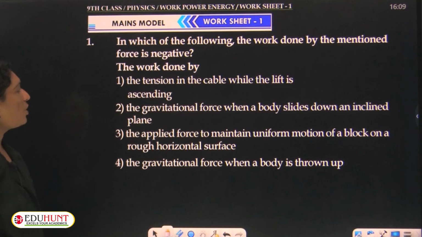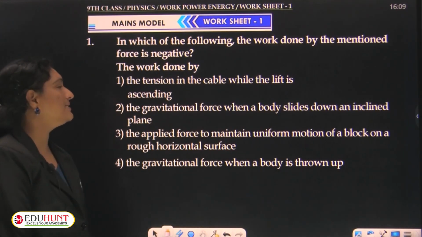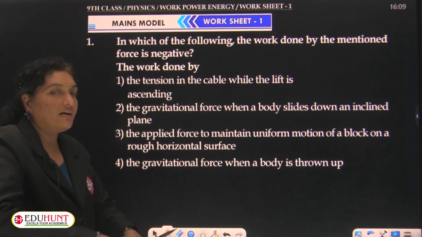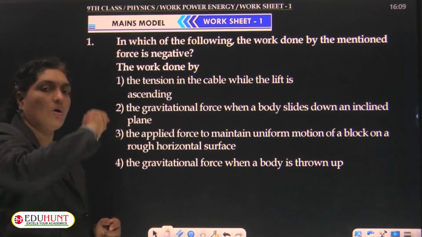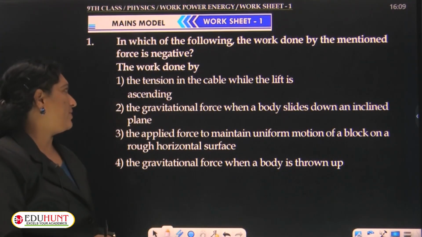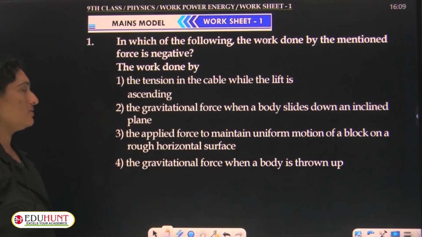So here four options are given. The work done by tension in the cable while the lift is ascending. Whenever the lift is moving upwards, the tension in the cable also acts in the upward direction. So in that case, the work done is taken as positive.